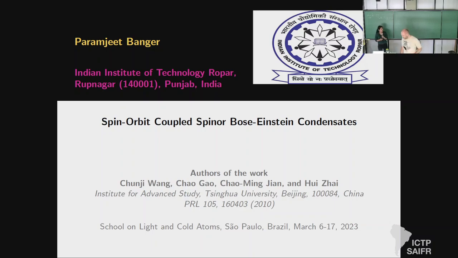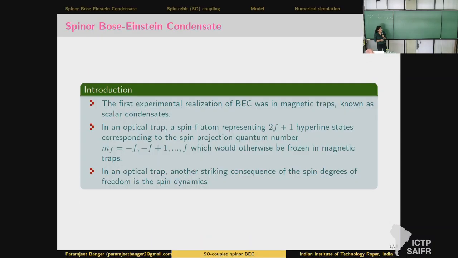Hello, everyone. So, I will give a brief idea about the paper on spin-orbit coupled spinor Bose-Einstein condensates. The first experimental realization of Bose-Einstein condensation was in a magnetic trap, which is termed a scalar condensate.